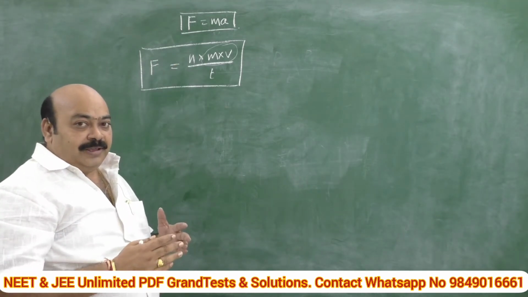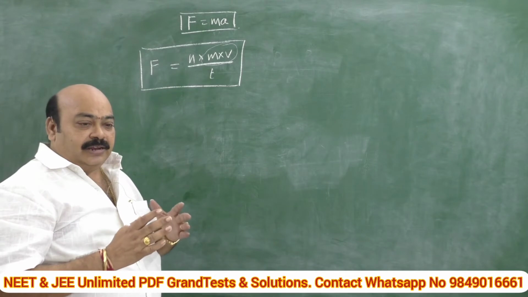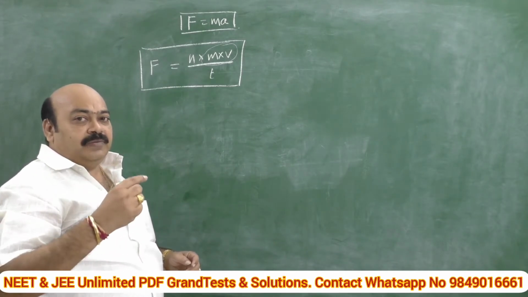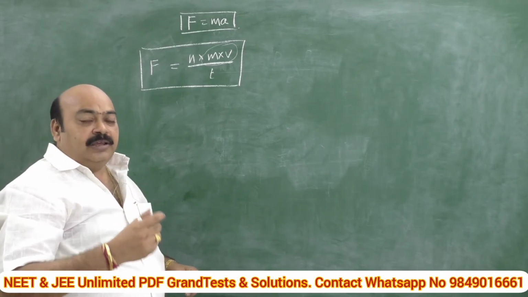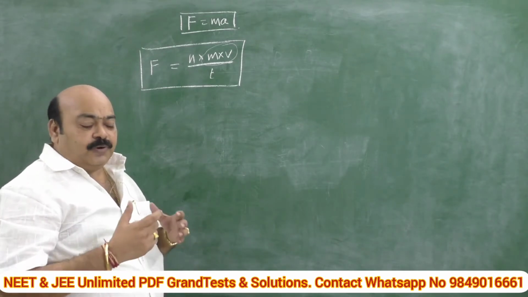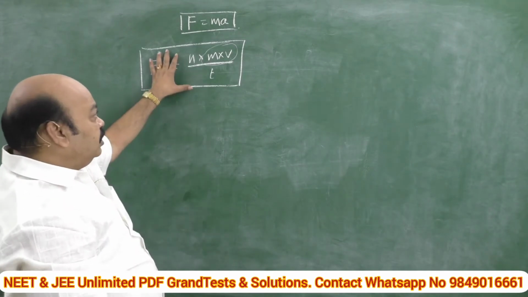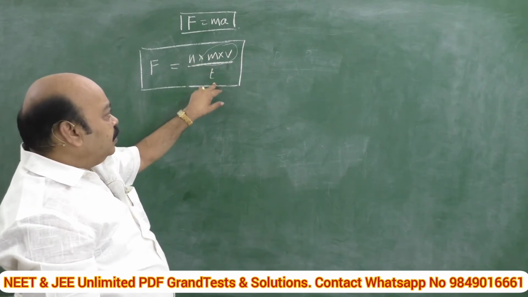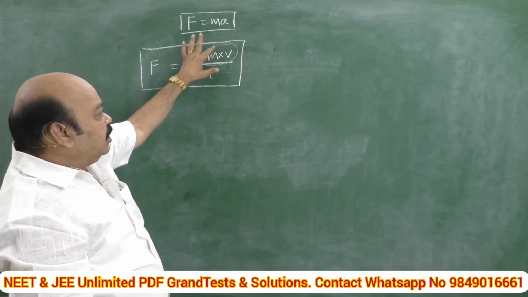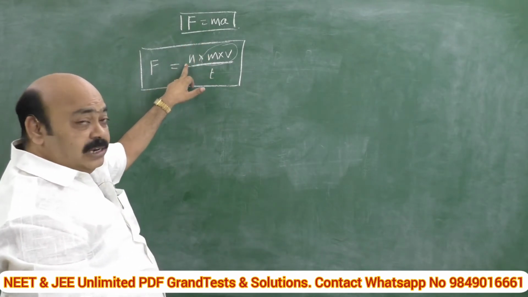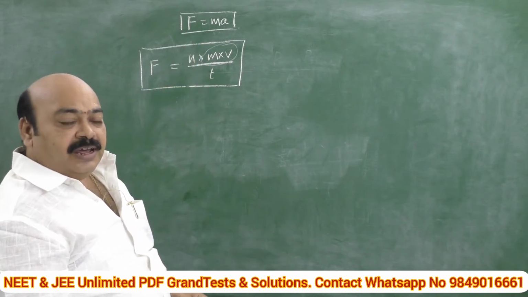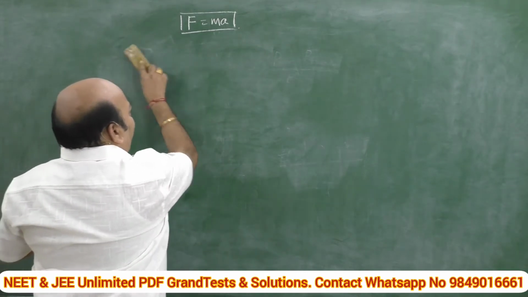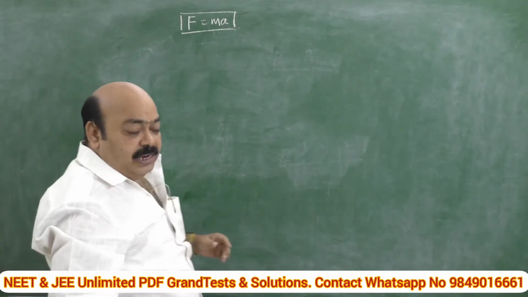What is the situation? A machine gun delivers n bullets, that n means 100, 200 bullets, each of mass 100 gram, with a velocity of 200 meter per second in unit time. What is the force required to hold the gun? That's the problem. The formula: n is the number, mass into velocity is the momentum of the bullet, by time represents rate of momentum. Rate of change of momentum is nothing but force. Since n is only a number, it has no units and dimensions.